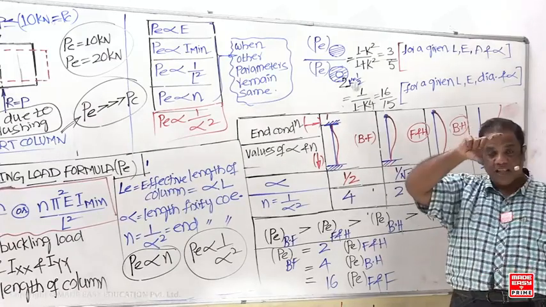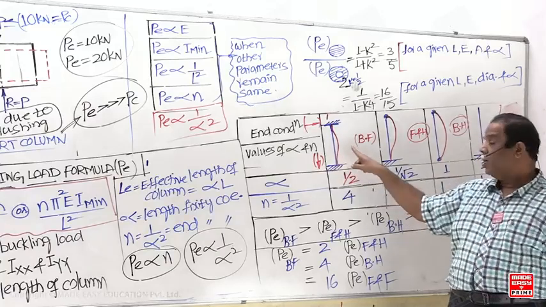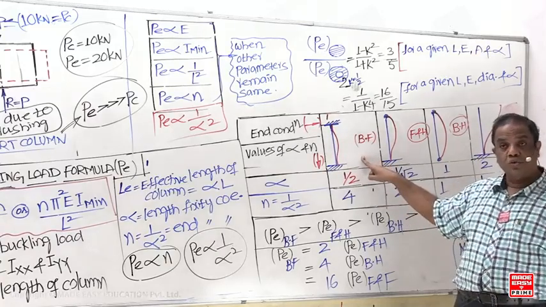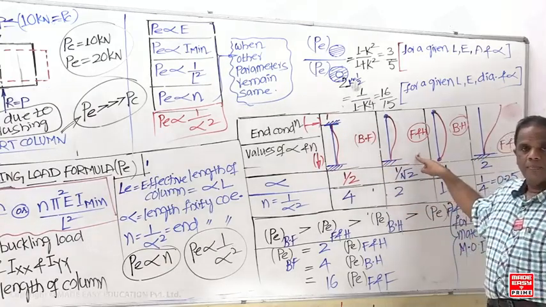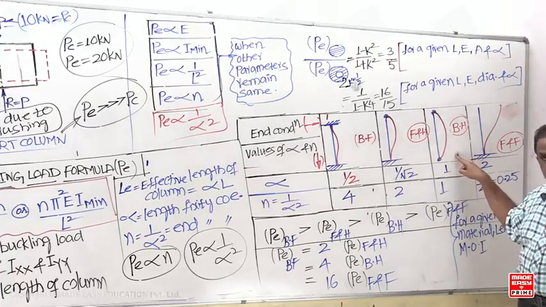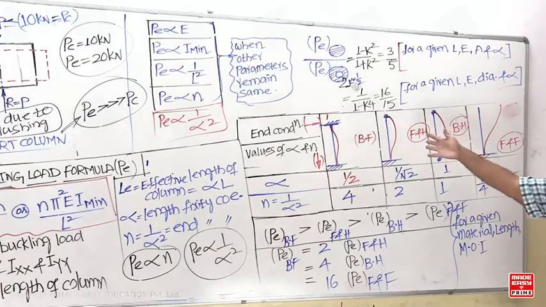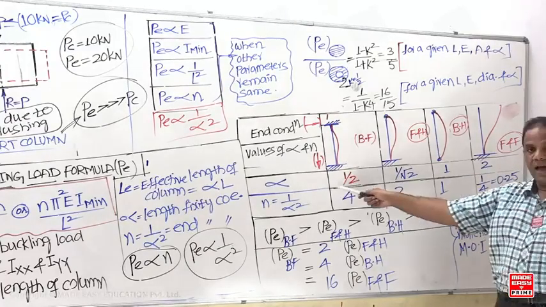So that's why, for a given length, given material and given moment of inertia, both ends fixed is 2 times stronger than fixed and hinged, 4 times stronger when compared to both ends hinged, and 16 times stronger than fixed and free. So these are all valid for a given material, meaning E is the same, given length and moment of inertia. But which one is different here now? End conditions.